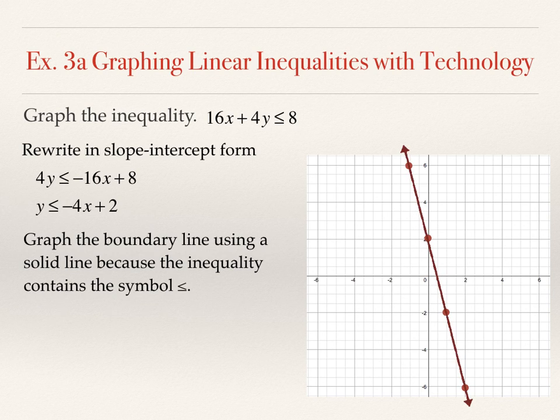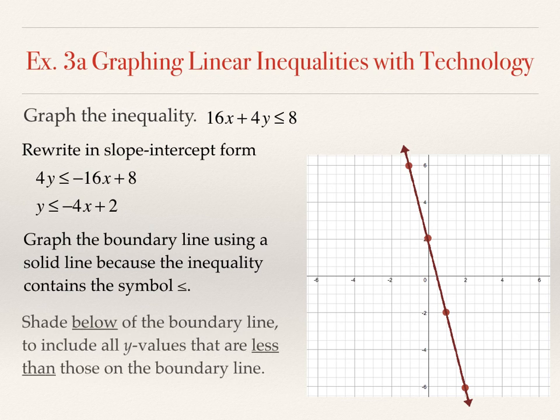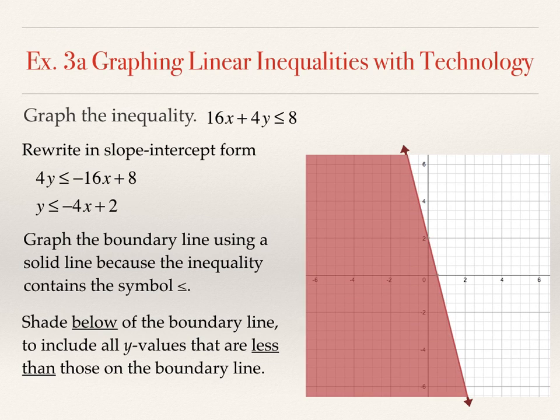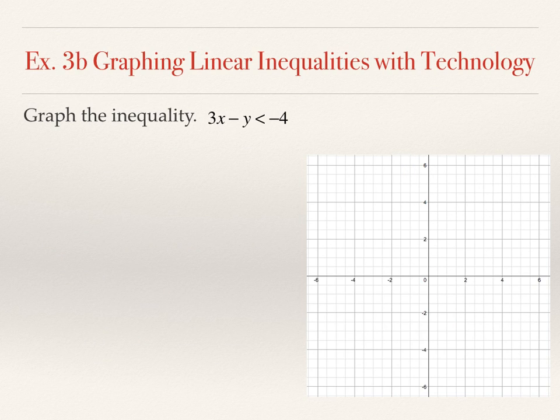Now we're going to shade below this line because when we rewrote the equation in slope-intercept form, we want all y's less than those that lie on the boundary line. So we're shading below the line. And there is our linear inequality. Any ordered pair that is in that shaded region is called a solution of that linear inequality. We'll try another example in standard form.